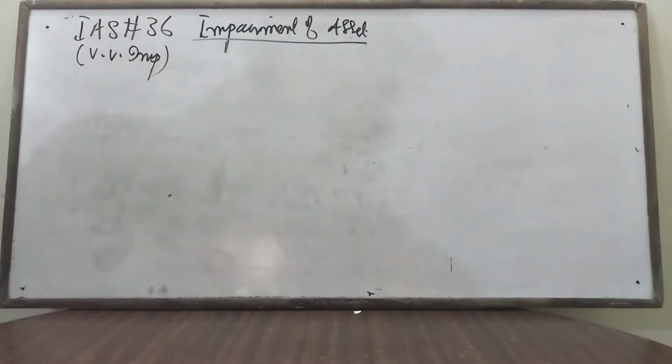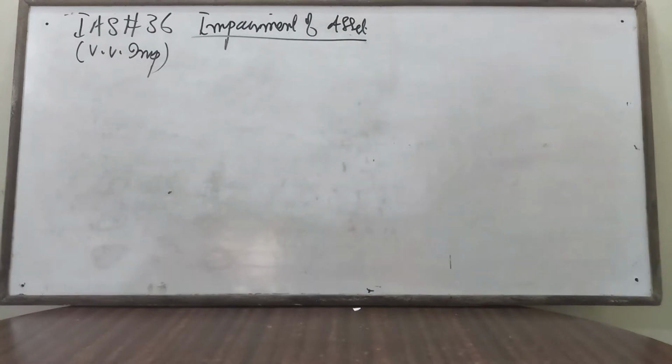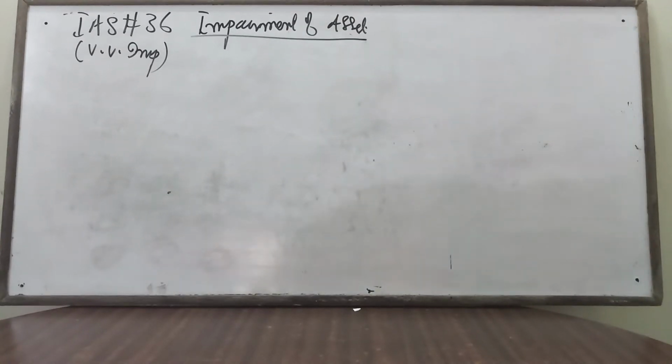Impairment of asset. So what is impairment? The definition of impairment is to change the value of a non-current asset, to record the correct figure of the non-current asset in the books of account. This is known as impairment.